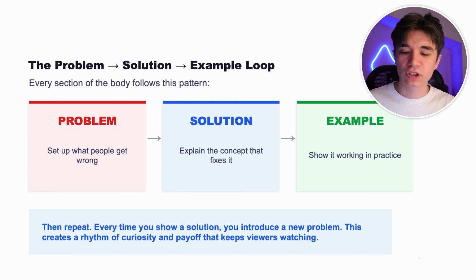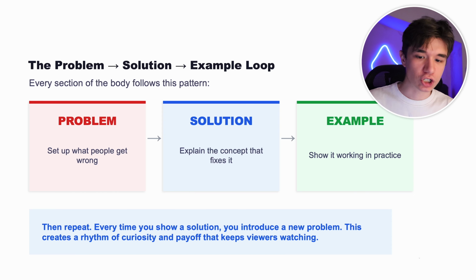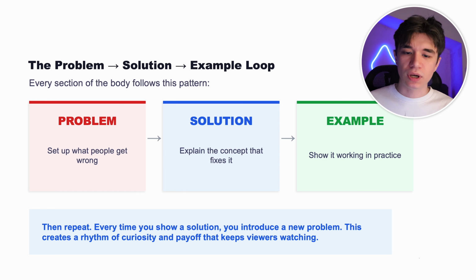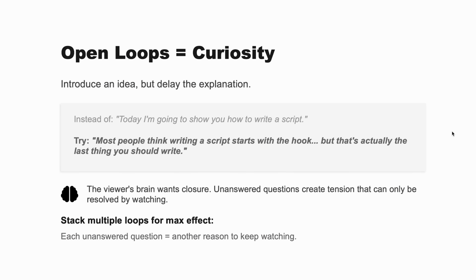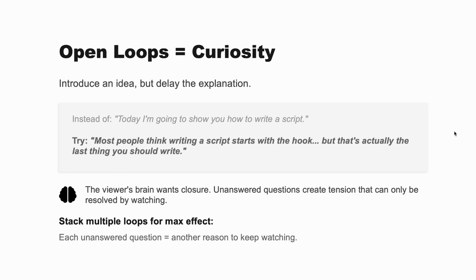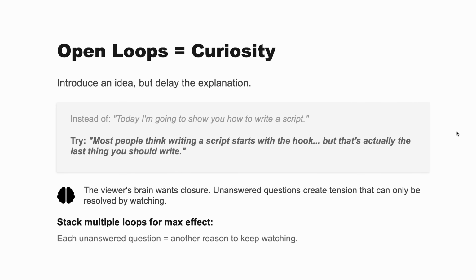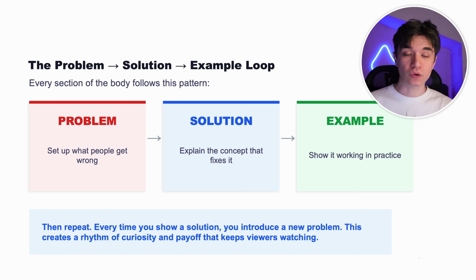And so similarly to before, I wanted to inject another piece of quick value, and this is the problem solution example loop. It is a very simple and elegant way to transition from one section to another. So similarly to how open loops in your hook will lead the viewer to become curious, when it comes to sectioning out the payoffs in your body, you want to first create a problem, set up what people get wrong, for example, then the actual talking point should explain the solution and explain the concept that fixes the problem.